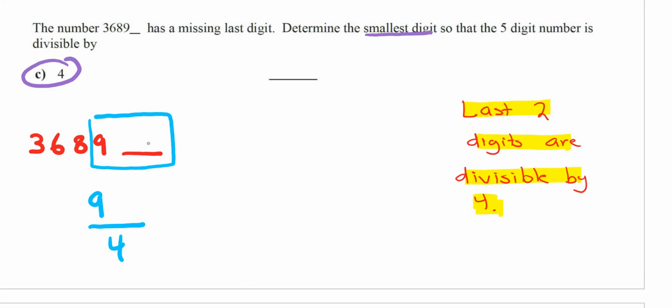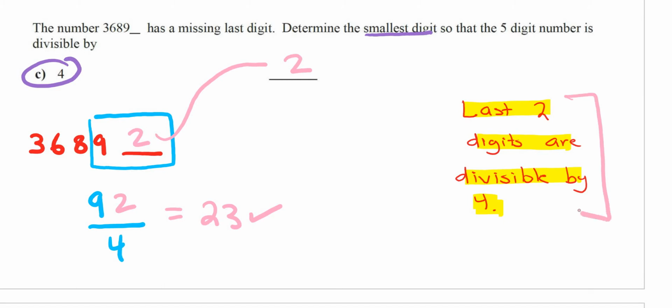Okay, let's try 2 now. Is 92 divisible by 4? And the answer is yes, 92 is divisible by 4. That gives you 23, which is an integer. So the smallest number has to be 2. Okay, so for a number to be divisible by 4, the last 2 digits must be divisible by 4.